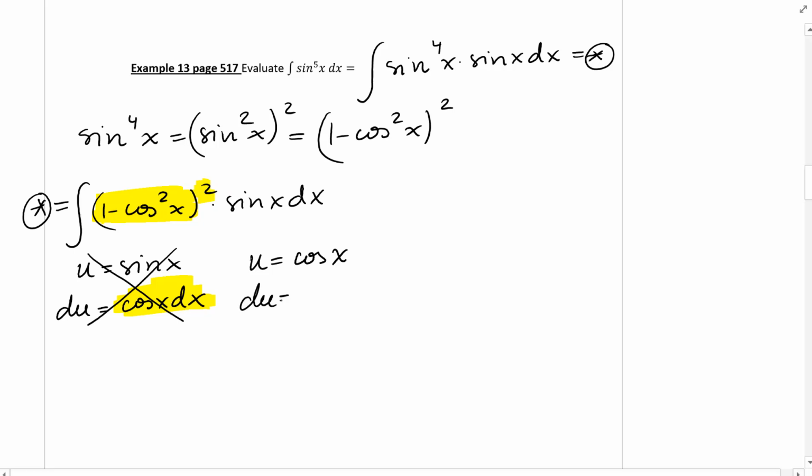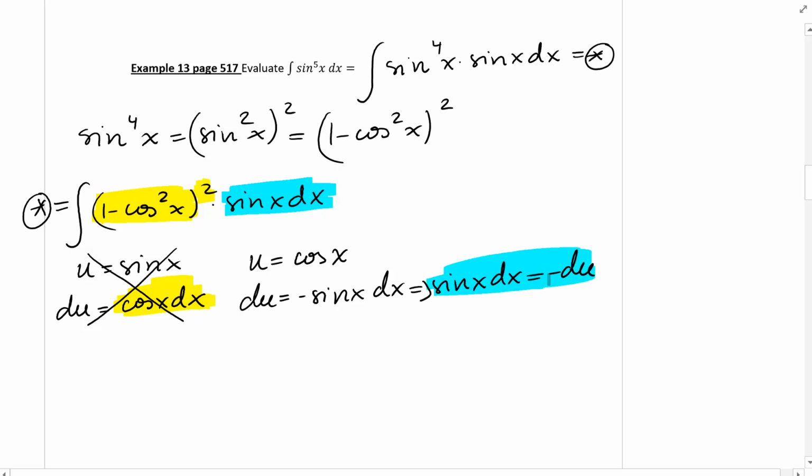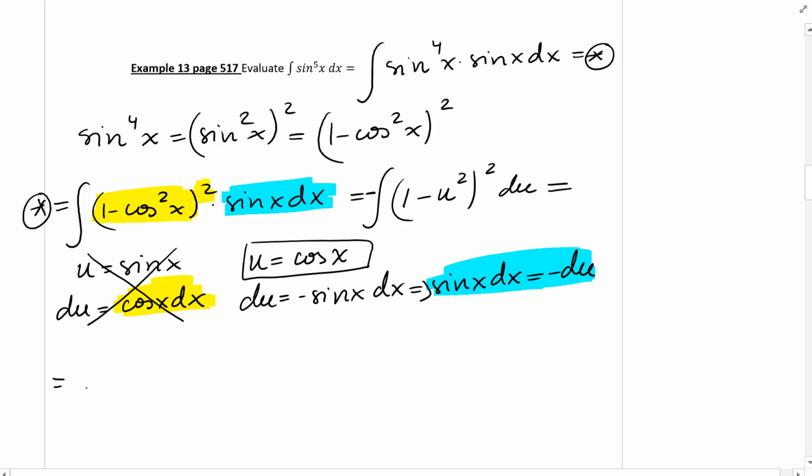So du is negative sine of x dx, which means sine of x dx is negative du. This quantity, sine of x dx, is exactly negative du. So if we plug in, we get the integral of, so the blue one is negative du, I'm going to put the negative in front, and then 1 minus cosine squared of x, where cosine of x is u, so 1 minus u squared, everything squared. So this integral is negative.